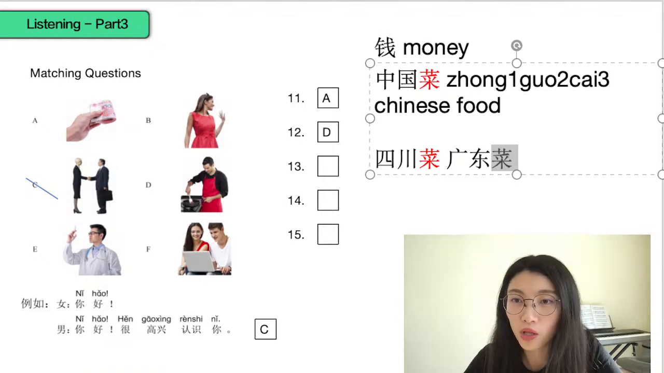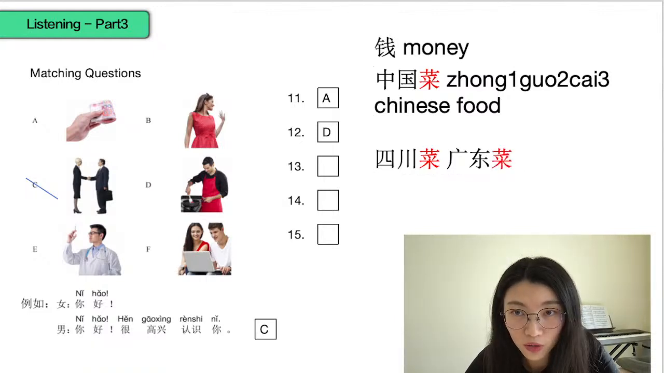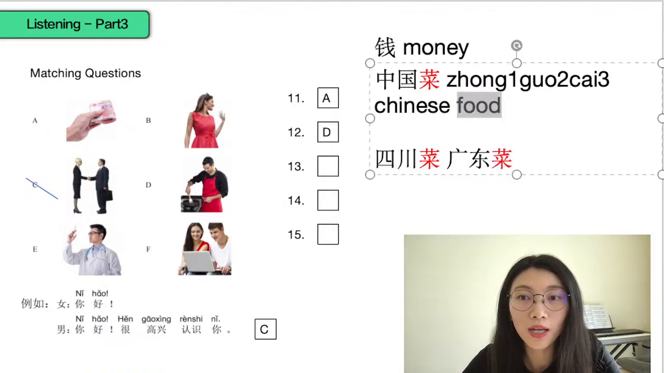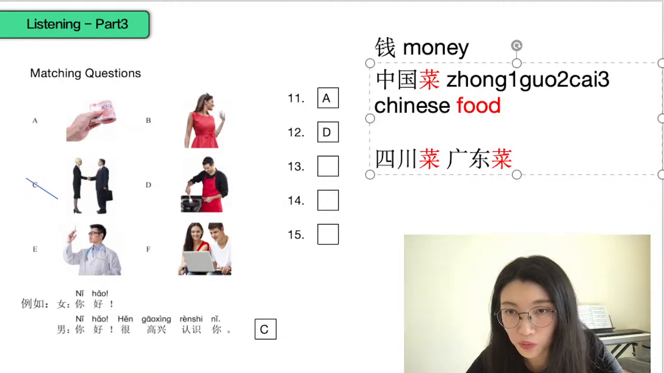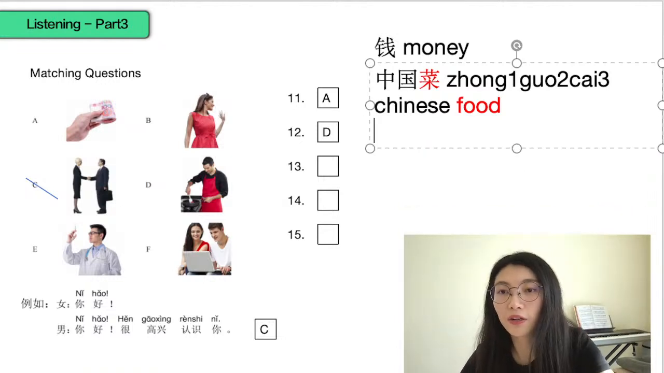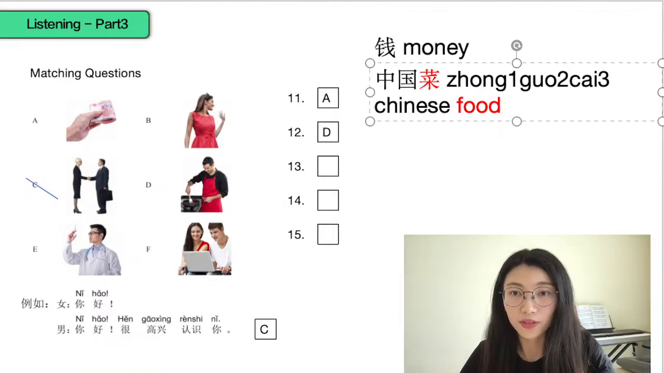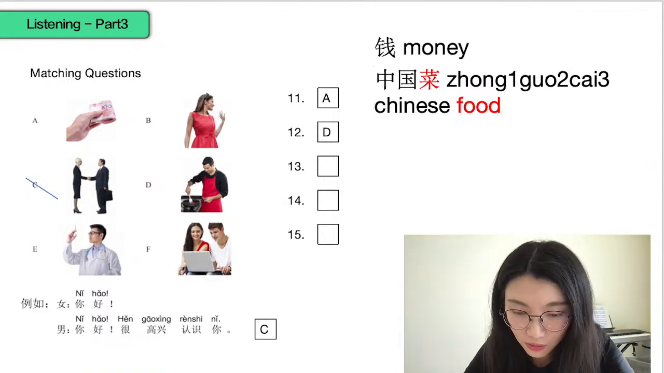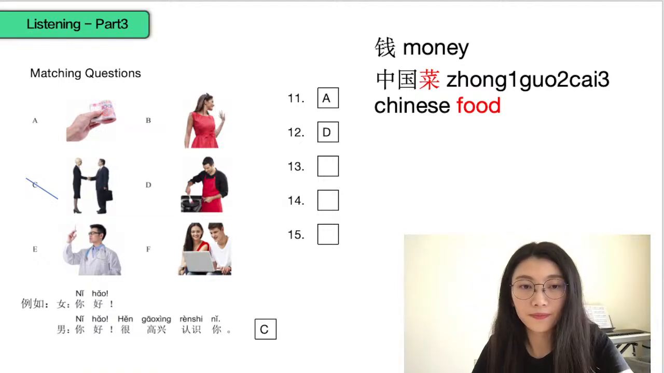Okay, Cai, we know it's talk about food. So here what you need to remember is Cai, food. Sichuan, it's a province. Sichuan Kushan. Guangdong is another province. So here, it's very easy. Number 13, let's continue.